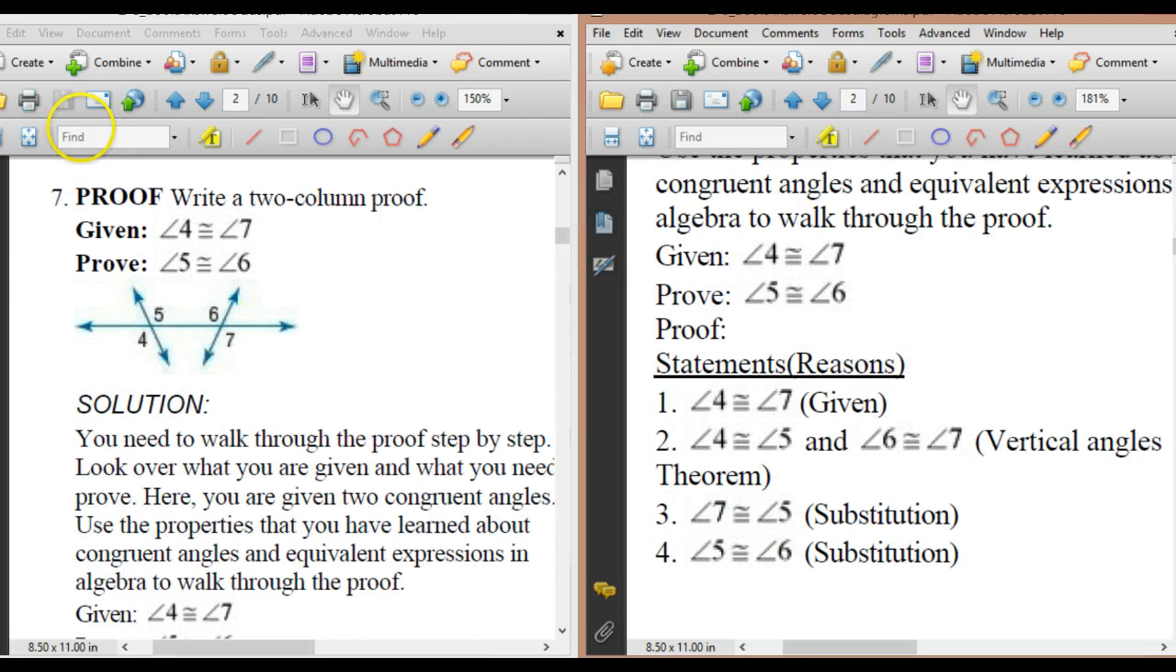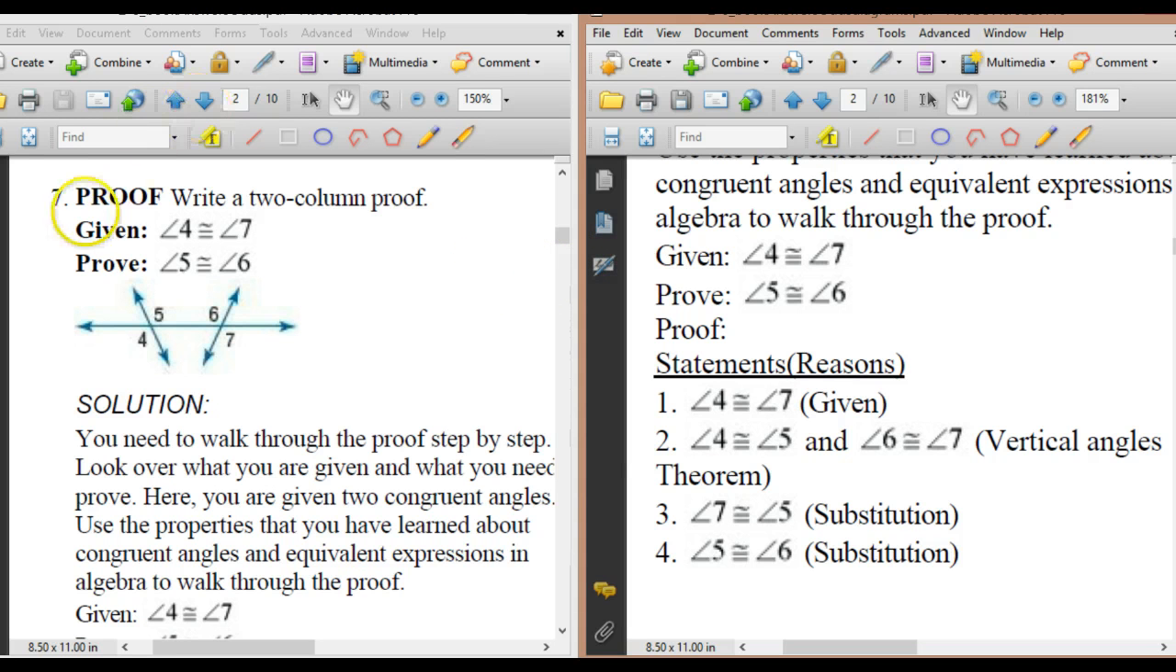In number 7, we want to write a 2-column proof given that angle 4 is congruent to angle 7. So given that these two angles are congruent, we want to prove that 5 is congruent to 6, that these two angles are congruent. So we are given 4 is congruent to 7. We want to prove that 5 is congruent to 6. So let's go ahead and state our given information that 4 is congruent to 7.